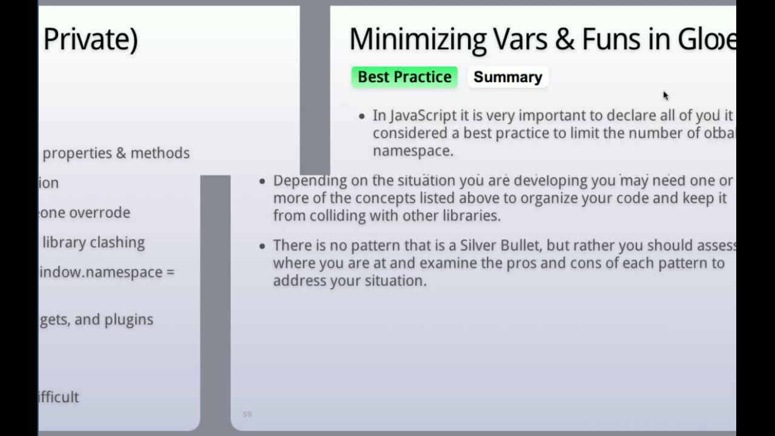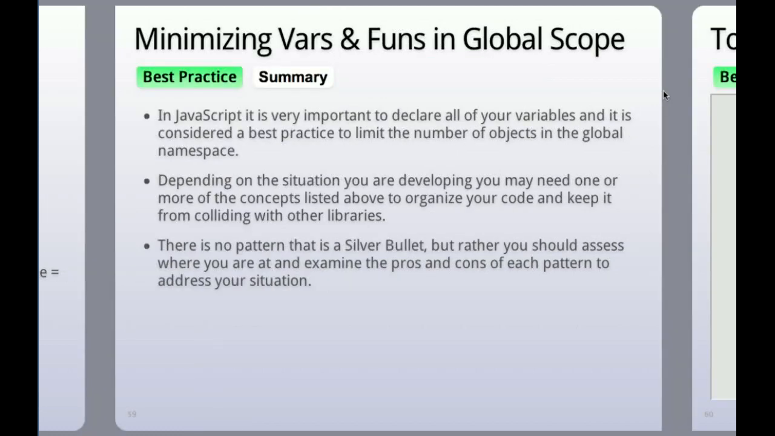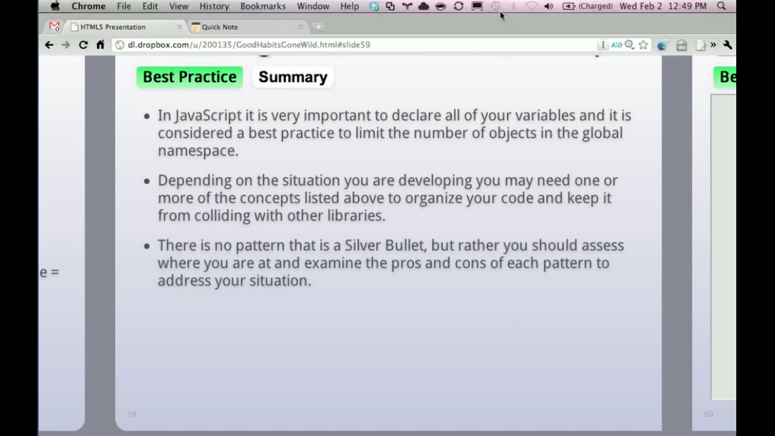So the main point is to minimize globals, the variables or functions in the global scope. And the easiest way is to use the object literal. I wouldn't say there's a catch-all, always use one. It's really what's best for your project and what you're doing. But you kind of want to consider that because you could get some crazy situations.